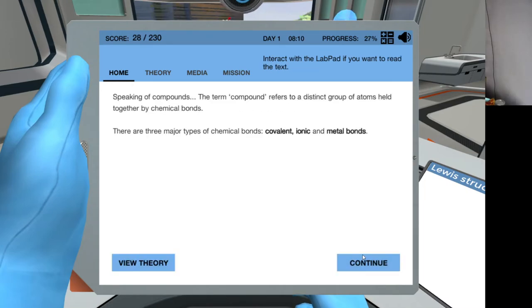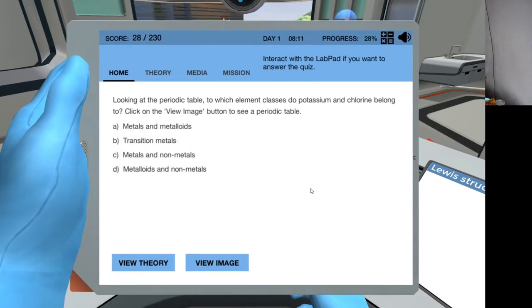Speaking of compounds, the term compound refers to a distinct group of atoms held together by chemical bonds. There are three major types of chemical bonds: ionic, covalent, and metallic. Looking at the periodic table, to which element classes do potassium and chlorine belong? Click on the View Image button to see a periodic table.